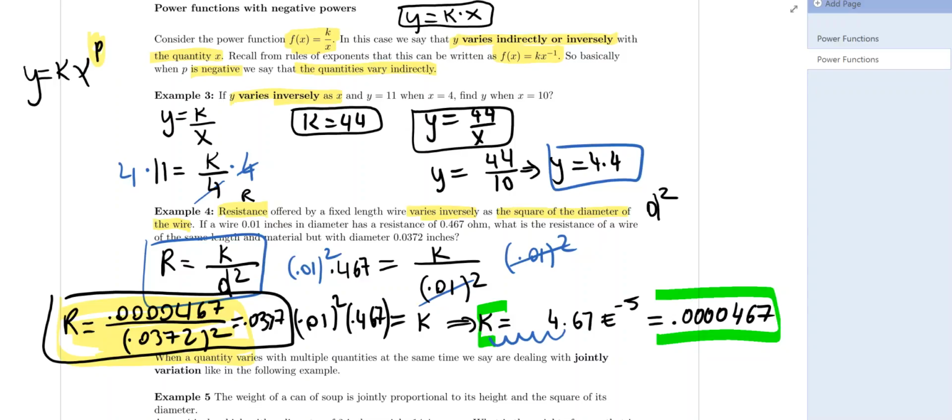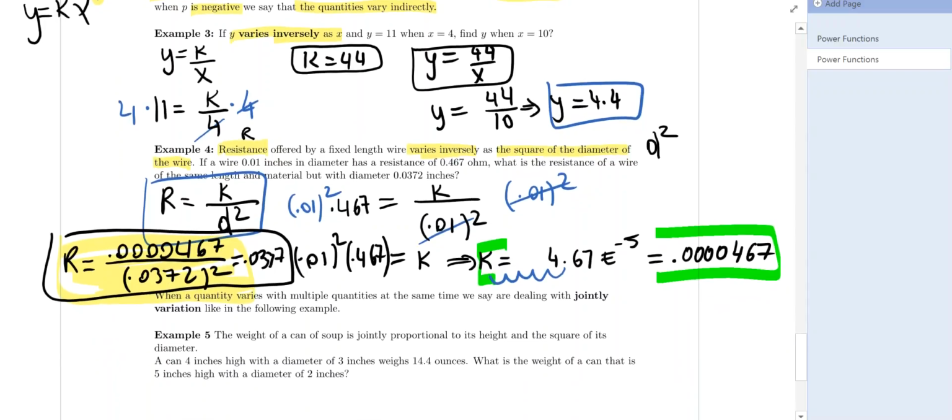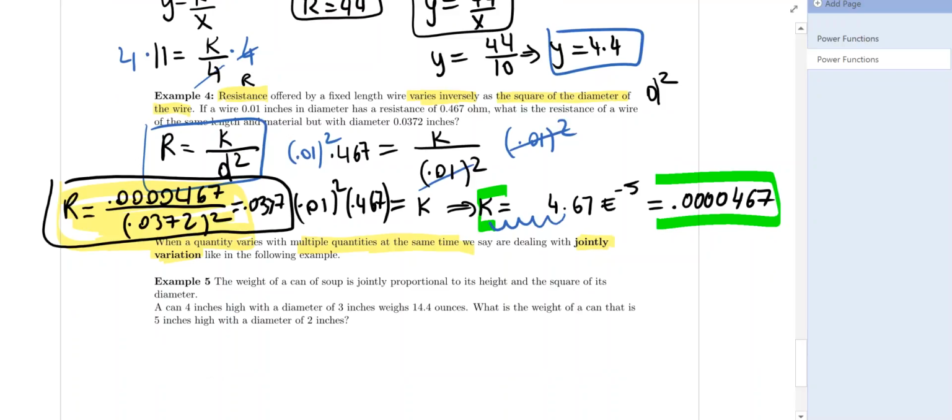Also, we could have that a quantity varies with multiple quantities at the same time. And in that case, we say that we're dealing with joint variation. So you could have a problem that says the following: the weight of a can of soup is jointly proportional to its height and the square of its diameter. So the weight varies at the same time with the height and the square of the diameter, so with d squared. So we say it varies jointly.